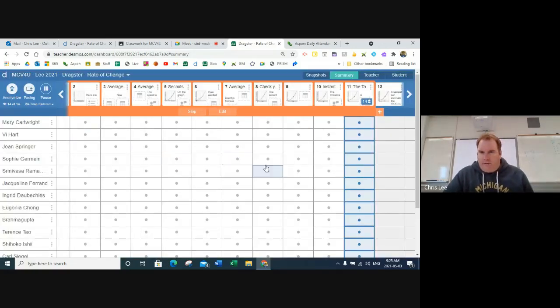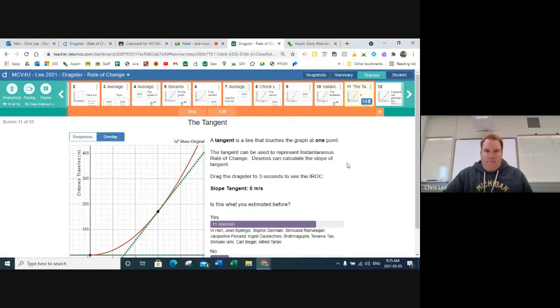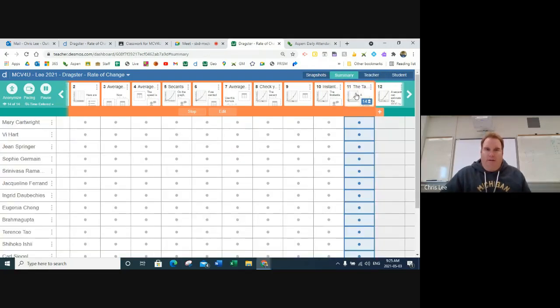Again, I'm going to pause the Desmos activity to make sure you come back to the Google Meet so that we can really talk about this idea. Because this idea is the fundamental idea of calculus.